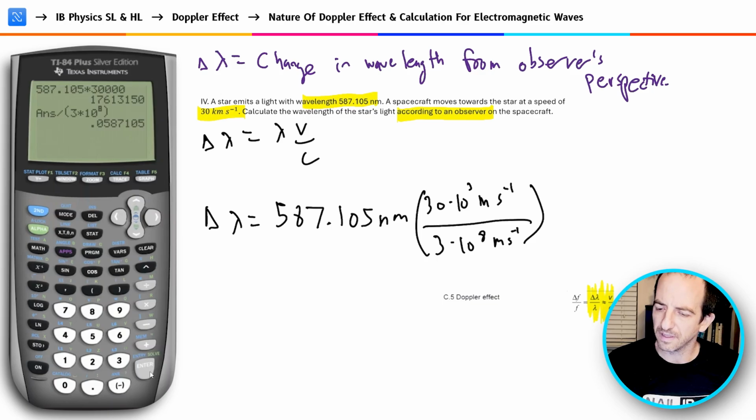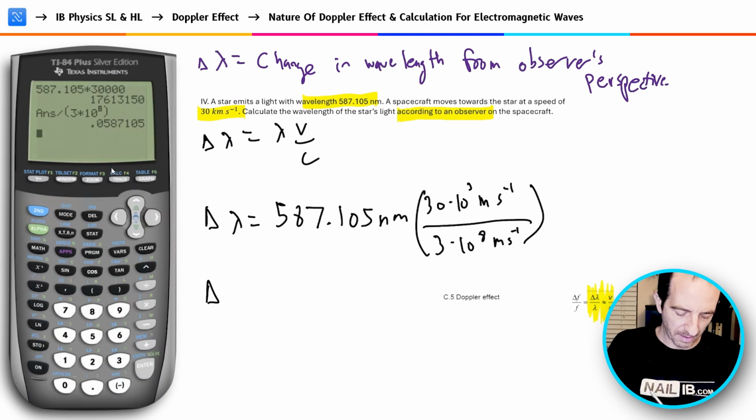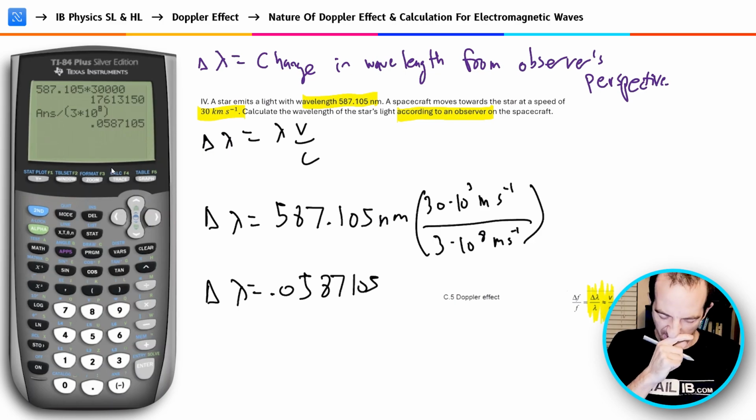And then we are left here with 587, right? So we're left here with 0.058705, that's fine. That's our delta lambda. Delta lambda equals 0.0587105. And now, that's the change in the actual wavelength from the emitted wavelength.